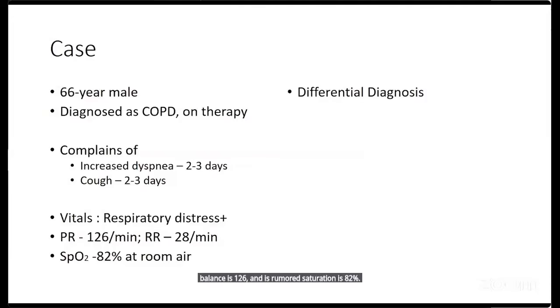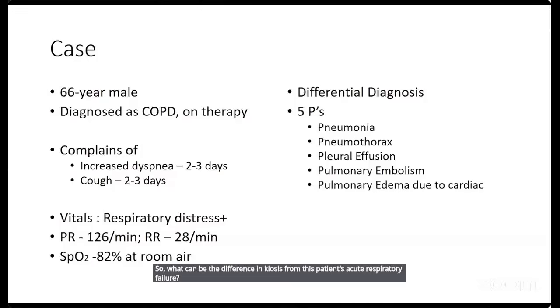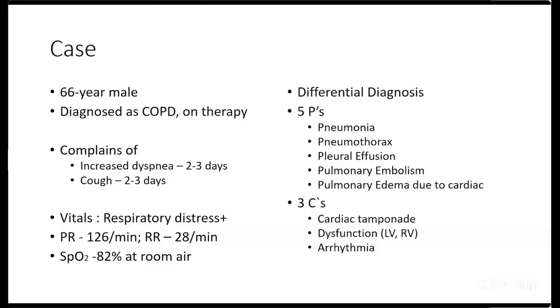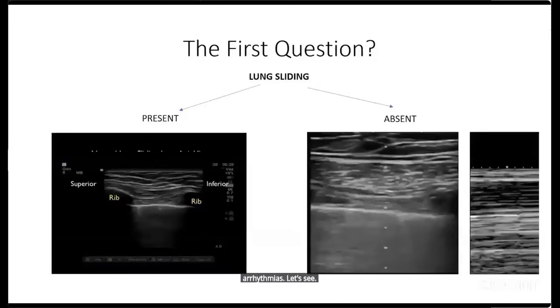So what can be the differential diagnosis for this patient's acute respiratory failure? The 5 P's of acute exacerbation of COPD: pneumonia, pneumothorax, pleural effusion, pulmonary embolism, or pulmonary edema due to cardiac causes. Also the 3 C's: cardiac tamponade, cardiac dysfunction, RV dysfunction, or arrhythmias. Now let's see, what are you going to do with the BLUE protocol? So what was the first question in the flowchart?